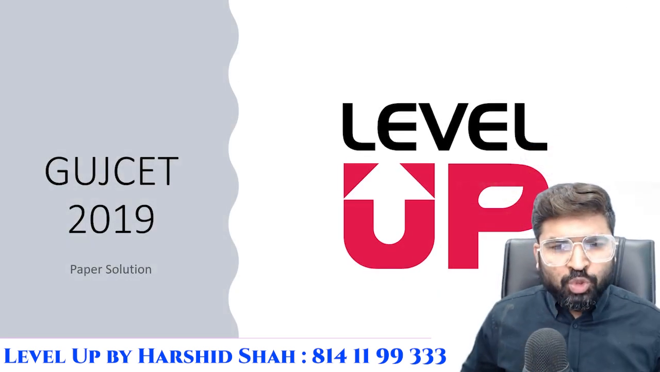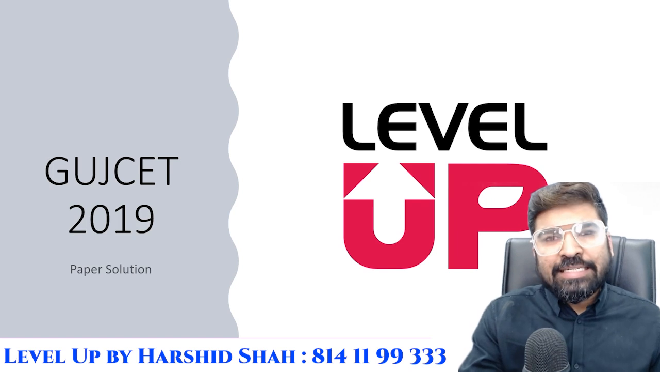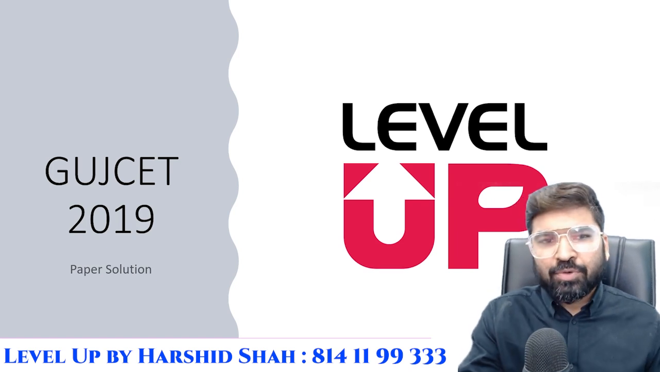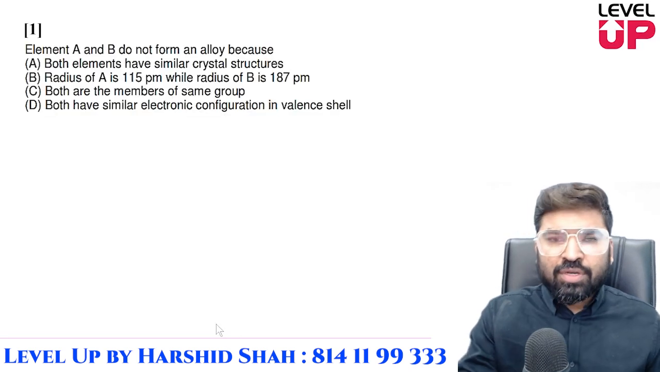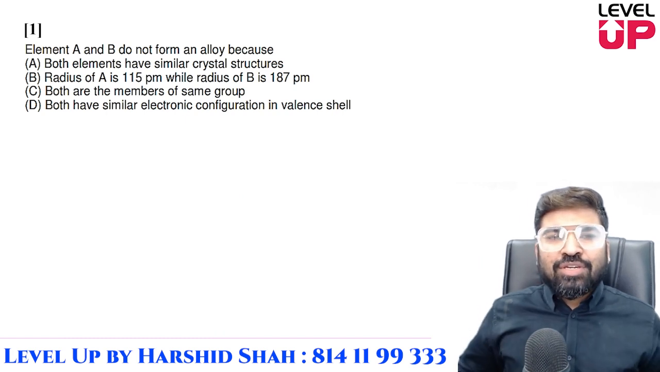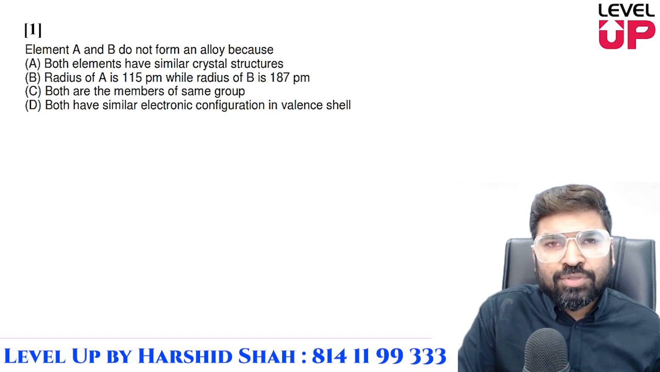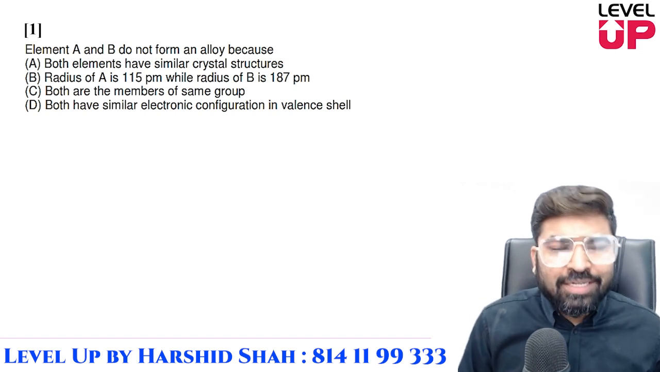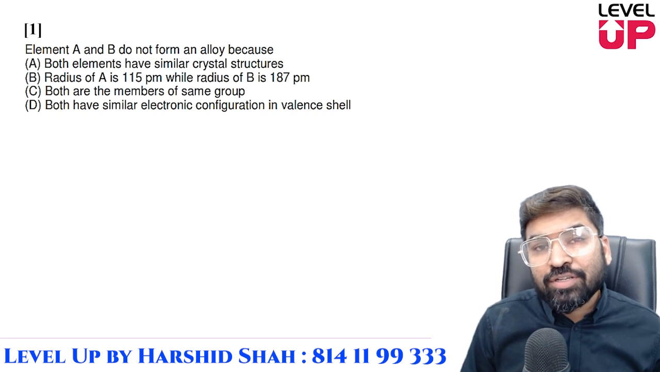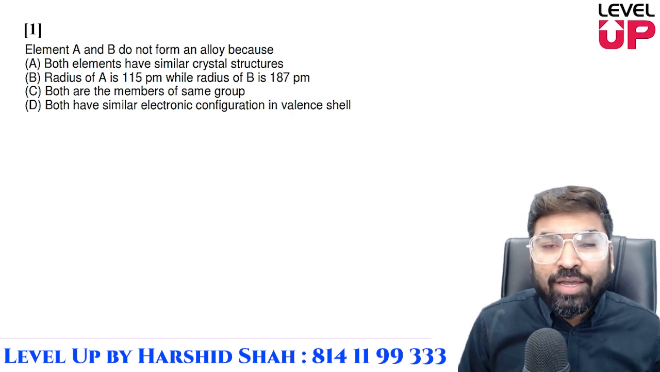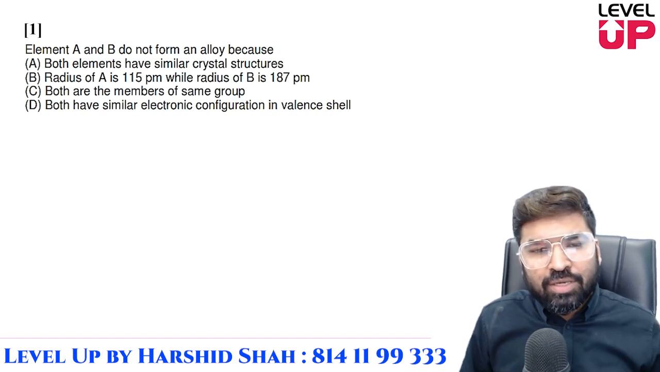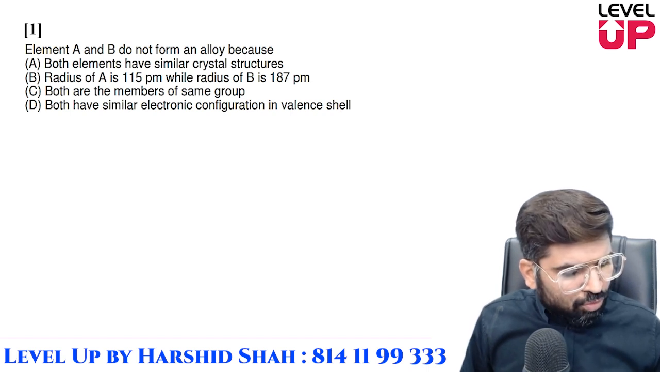सो आइए चलिए शुरुआत करते हैं गुड सेट 2019 के पेपर के सॉल्यूशन का, राइट. सो फर्स्ट क्वेश्चन कमिंग ऑन योर वे इज एलिमेंट ए एंड बी डू नॉट फॉर्म एन एलॉय बिकॉज ऑफ व्हाट, राइट. सो देयर आर 4 ऑप्शंस ऑब्वियसली, और इसमें आपको चूज करना है कि कौन सी ऐसी रीज़न की वजह से जो एलॉय है वो नहीं बन पा रहा ए और बी के अंदर. ओके, सो चलिए शुरुआत करते हैं.